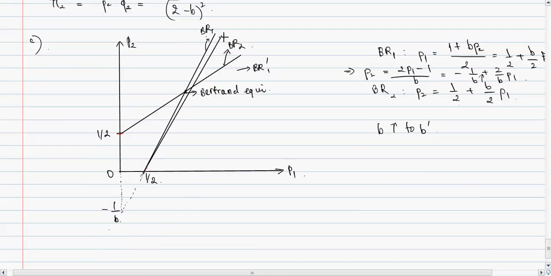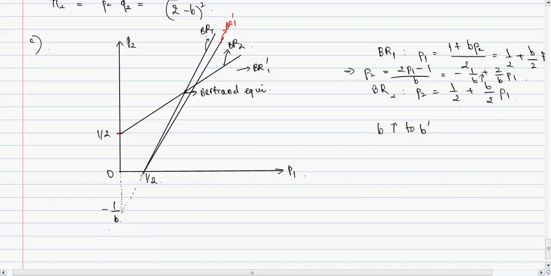And it should be like this. Okay, so it shouldn't be too flat, otherwise we wouldn't be able to find any equilibrium anymore. So it rotates to the right but only a little bit like this. So this is the new best response function for firm 1, best response function for firm 1 dash.